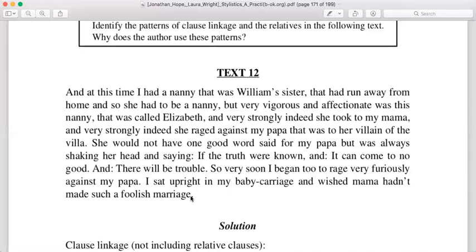Now, what is happening here? Sentences are long and they consist of clause within a clause. Okay, there is a main clause and then there is a subclause. And at that time, I had a nanny that was William's sister. That's a relative clause that had run away from home. And then there is a subordinating clause, and so she had to be a nanny, right? And then there are other coordinated clauses. If the truth were known, that is a conditional clause, and it can come to no good, and there will be trouble.